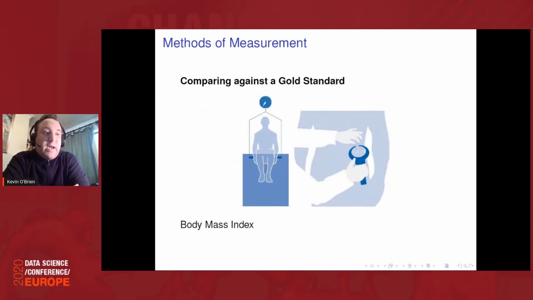This is how we might measure body mass index. Comparing against the gold standard is the most accurate possible way of getting a measurement. For body mass index, the most accurate way might actually be to submerge you in water and look at the displacement. But as you can imagine, that's quite tricky to do, and quite a tough thing to do for a lot of people. So other methods were devised that would be quicker.